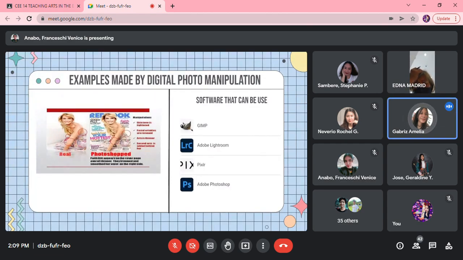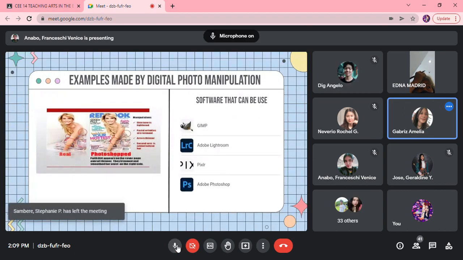So, ayan po makikita nyo. Sa magazine. Yan, picturean po yan. So, malinaw po yung digital photo manipulation. Classmate? Yes po. So, and thank you. So, next po.